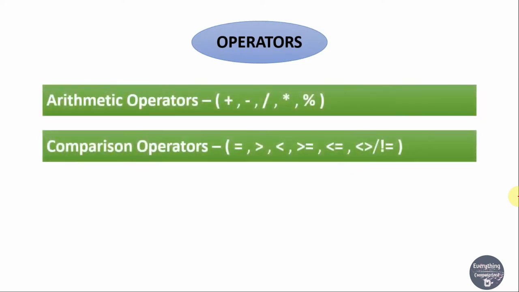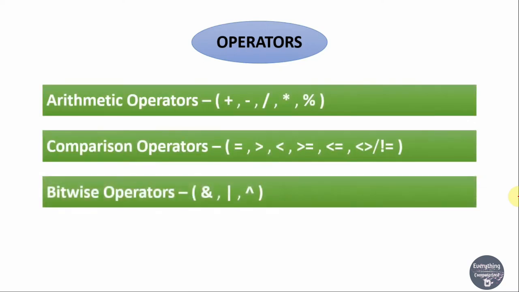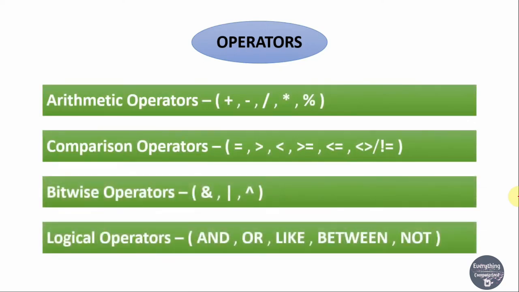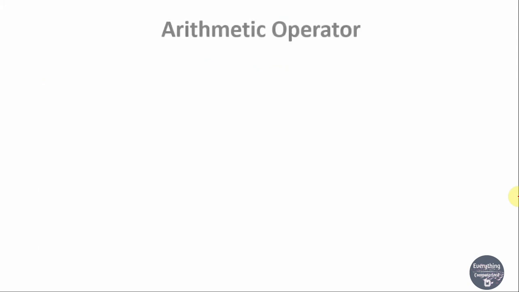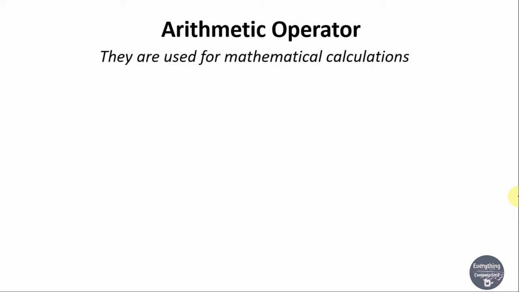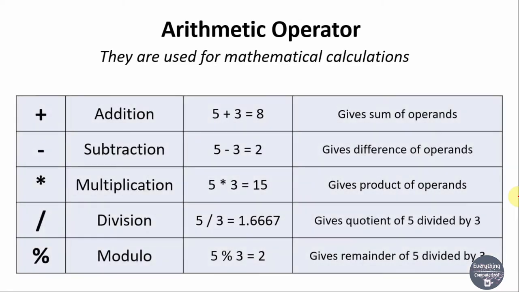So let's now take a look at the different types of operators based on their operation or the work they do. So basically there are 4 types of operators: arithmetic operators, comparison operators, bitwise operators and logical operators. So let's now understand what arithmetic operators are. So arithmetic operators are used for mathematical calculations. There are basically 5 arithmetic operators in SQL.